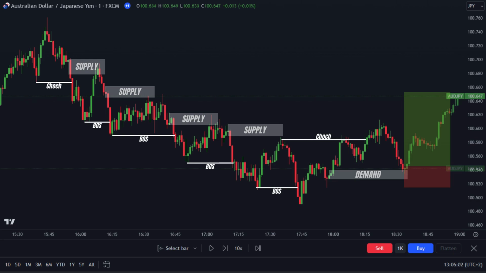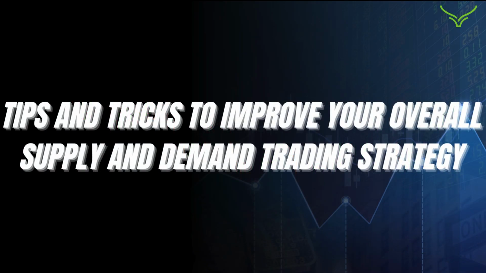As anticipated, price moves upward and hits our take profit, resulting in a successful trade. Throughout this demonstration, we've walked through the crucial steps of identifying supply and demand zones before executing trades. However, our journey doesn't end here. While understanding these zones is essential, it's not enough on its own to significantly improve your win rate. Now, let's delve into some invaluable tips and tricks to elevate your overall supply and demand trading strategy.